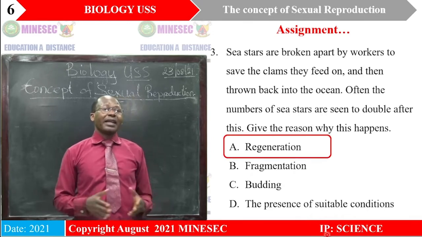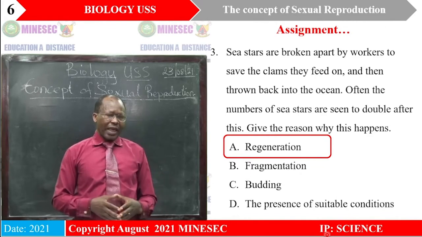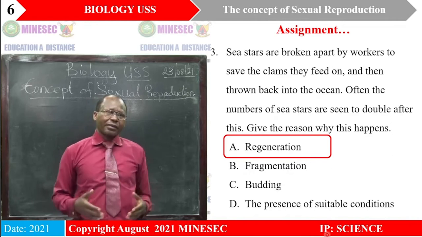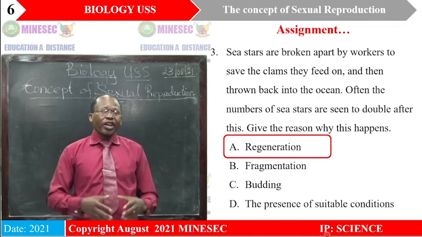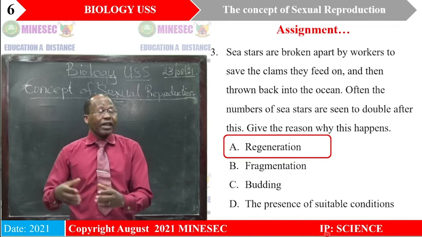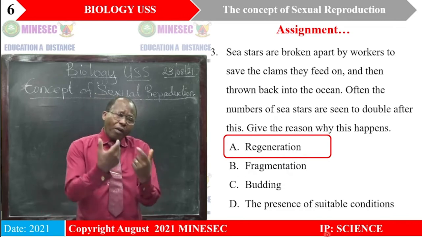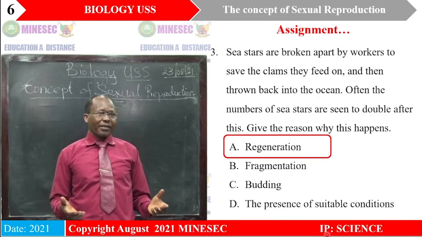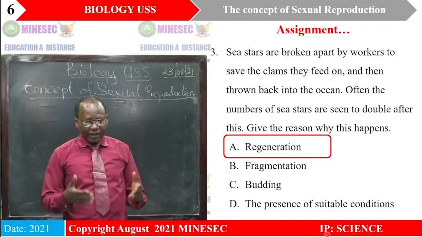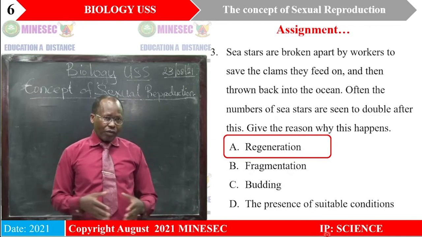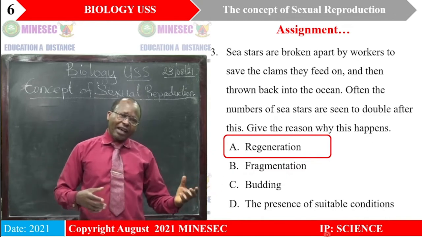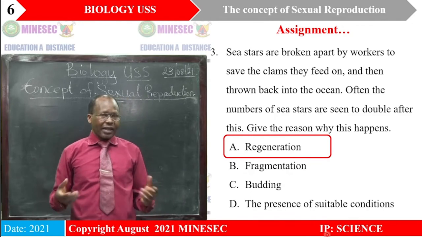You would have realized that it is regeneration. And the reason is that regeneration means that if you cut an organism into two or more pieces, each piece, instead of dying, will develop the other parts that are missing to form an entire organism. Therefore, when these workers cut the sea stars and threw them back into the water, each part will develop the part that is lacking.